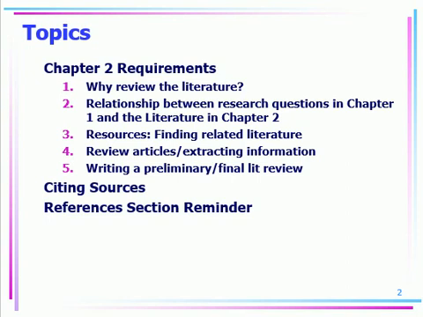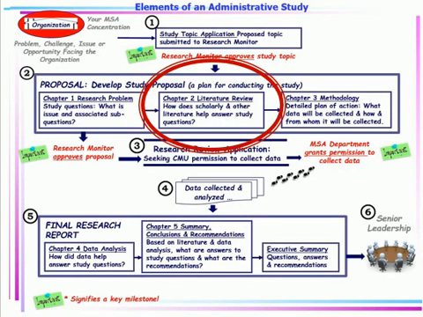Why do we do literature reviews? Why review the literature? The relationship between the research questions that precede Chapter 2 that are located in Chapter 1 and the literature Chapter 2. We'll discuss how to find related literature, what to do with it once you find it, how to review it and extract information. And then finally, how to write a preliminary final literature review with pointers along the way about how to cite sources and a few comments about the references section that we've covered in past discussions.